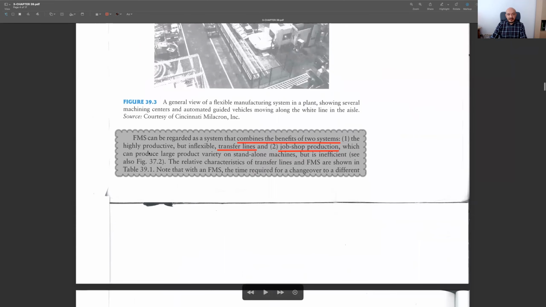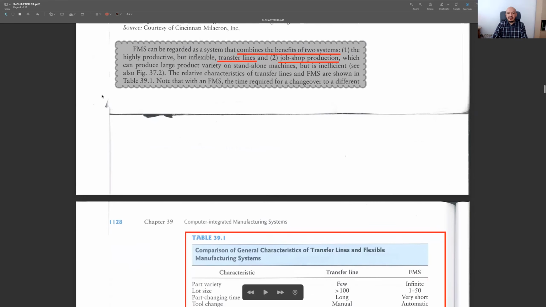And another thing we can say about the flexible manufacturing systems is that it's actually a very nice manufacturing system, since it combines the advantages of two different manufacturing systems. The first one is transfer lines, and the second one is job shop production. If you remember, in the job shop production, we have high flexibility, but the productivity, efficiency were lower. But in the transfer lines, we have lower flexibility, but the productivity is higher. So if you combine the advantages of these two manufacturing systems, then that will be awesome. That's why some companies are preferring to use flexible manufacturing systems.